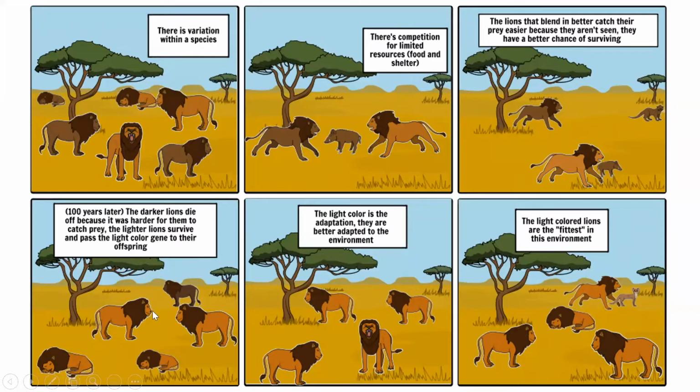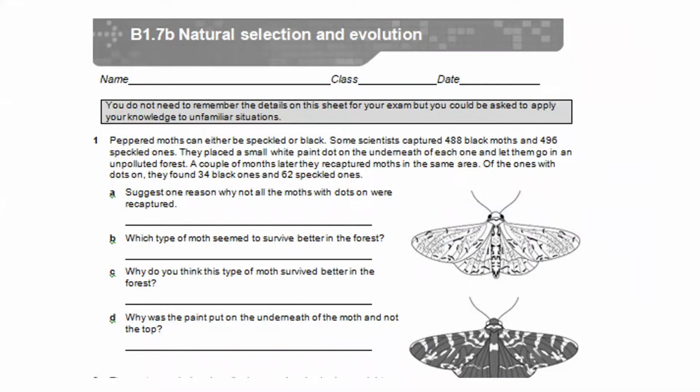Okay, so the lighter lions are more likely to survive and pass their genes on. And the lighter colour is the adaptation. They are better suited to their environment, and more lighter lions breed and reproduce. So I guess it just depends on the environment. If they lived somewhere where the soil was darker, the darker lions would have been successful. And we've actually seen that today.